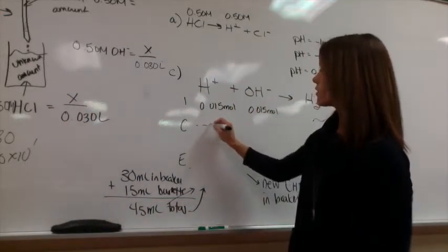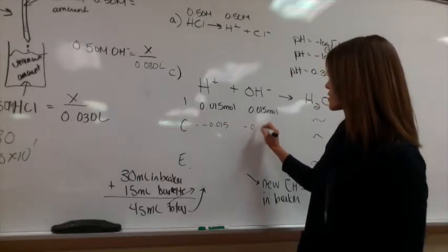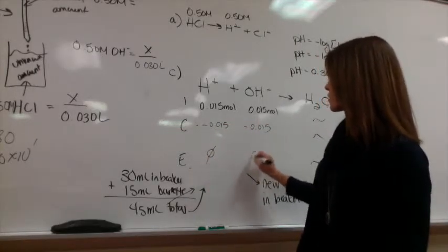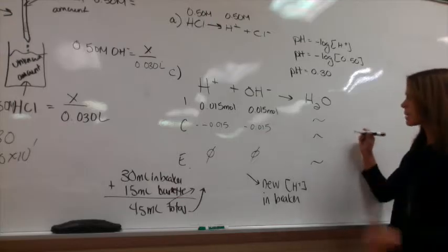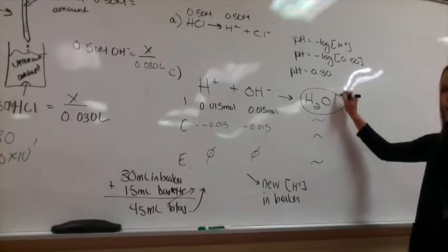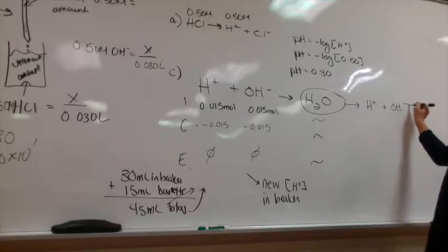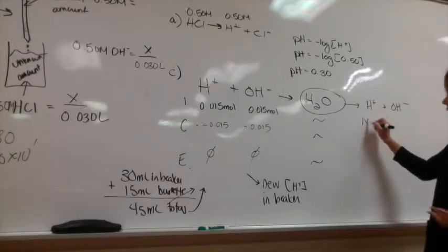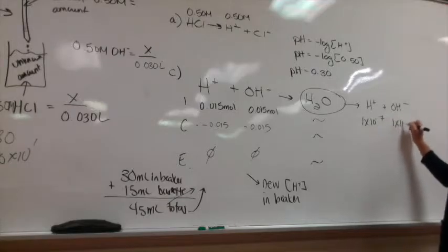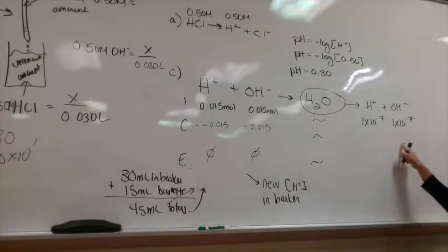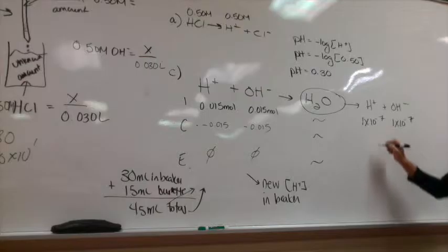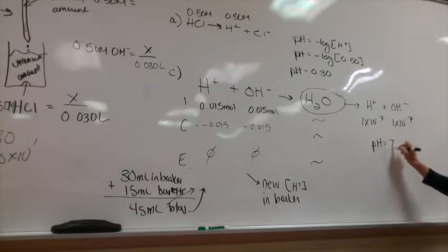So all of this goes away. All of this goes away. This is zero. This is zero. So all I have floating in my beaker is water. Water has its own auto-ionization, right? That goes to these two things, which we've said from lecture one, the concentration of both of these at 25 degrees C is 1 times 10 to the negative 7th, which means that the pH of this is 7.